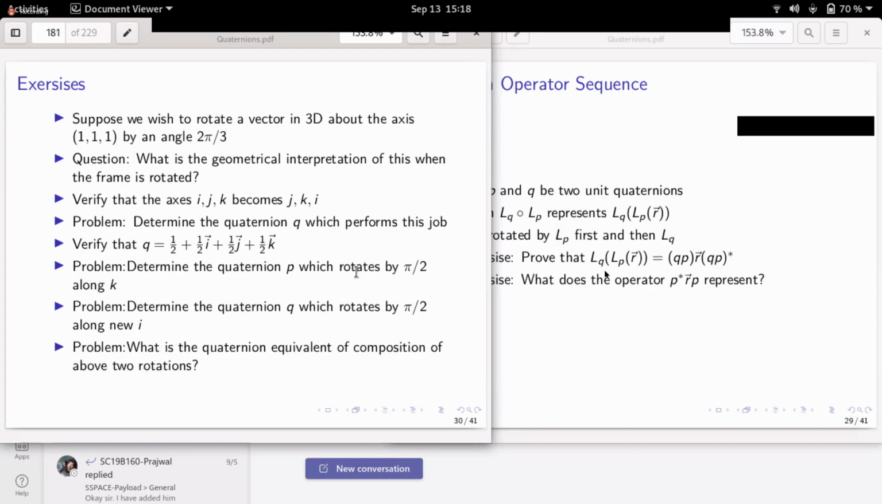So the combined rotation will be what? Multiply these two expressions. That's all. Okay, it is as simple as that. So you have converted matrix multiplication into quaternion multiplication. You have converted matrices into algebra, normal complex algebra. So you can go back and work out the geometrical interpretation for yourself.